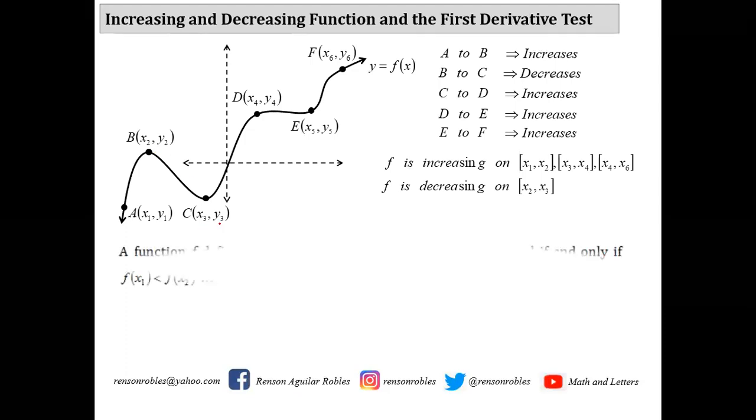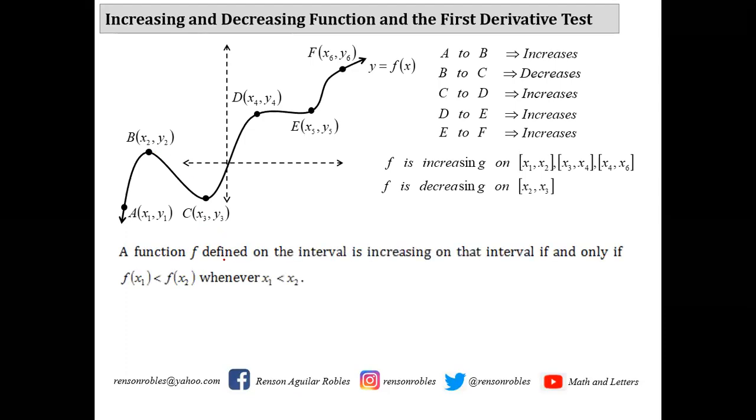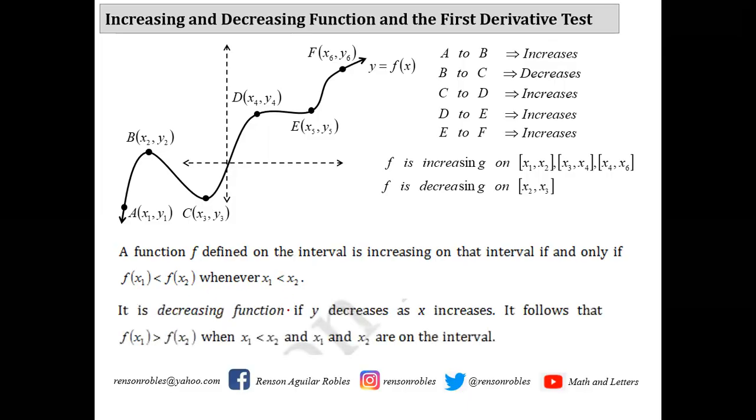So we say that the function f defined on an interval is increasing on that interval if and only if f of x1 is less than f of x2 whenever x1 is less than x2, and it is decreasing whenever the function decreases as x increases. It follows that f of x1 is greater than f of x2 whenever x1 is less than x2, and x1 and x2 are on the given interval.